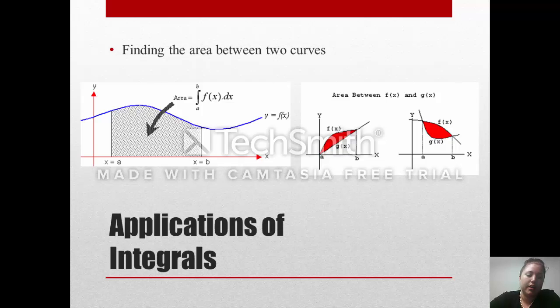Now, because the area is bounded by an axis, the area equals the integral from a to b of f of x dx. On your right, you would have area equals the integral from a to b of your top curve, which is f of x, minus your bottom curve, which is g of x, dx.